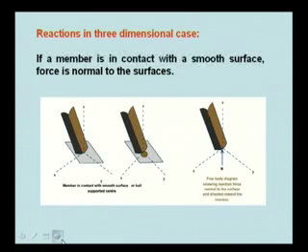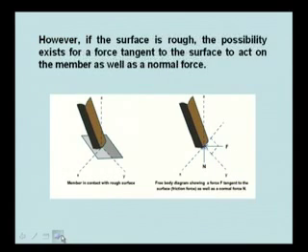However, if the surface is rough, the possibility exists for a force tangent to the surface to act on the member as well as a normal force. Now if the member is in contact with a rough surface, the free body diagram shows a force F tangent to the surface as well as a normal force N. This force F is acting here and there is a normal force N acting here. So the reaction, instead of being normal, can be at other angles also.